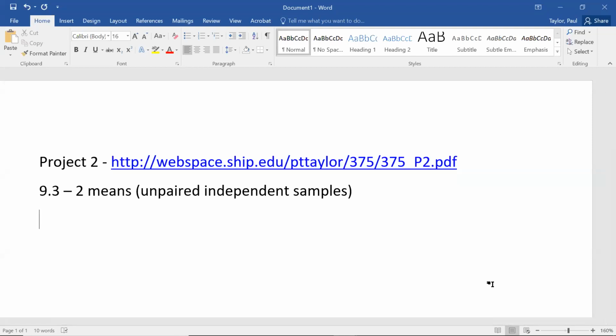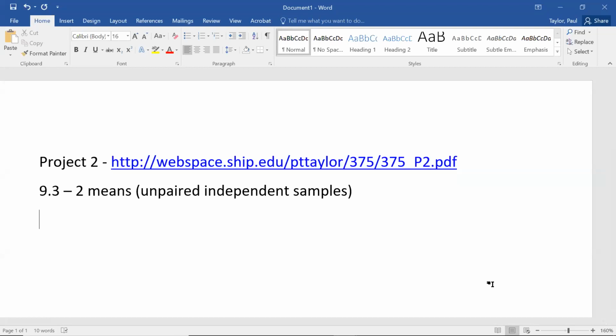I should probably, normally I would do section 9.2 before this, but I'm going to jump ahead to 9.3 because it's relevant for our project, and I want to get into how to use Minitab to do the calculations you need for the project a little bit earlier.